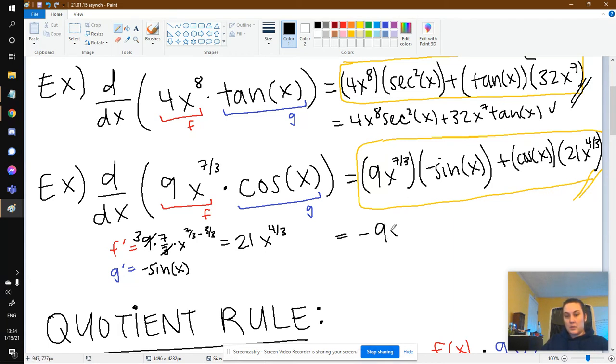Negative comes out front. Polynomial stuff goes before trig. And then there's no negatives here, so it's plus. And that looks casually nicer, in case I had to use it for something later.